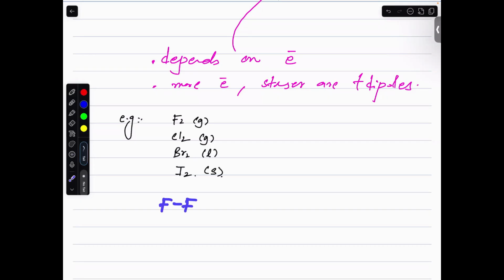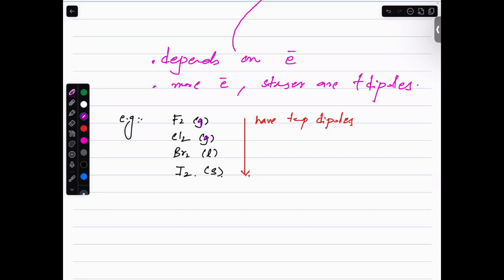Is there any electronegativity difference in fluorine or chlorine? No. Do they have permanent dipoles? No. They have what? Temporary dipoles. They have temporary dipoles.